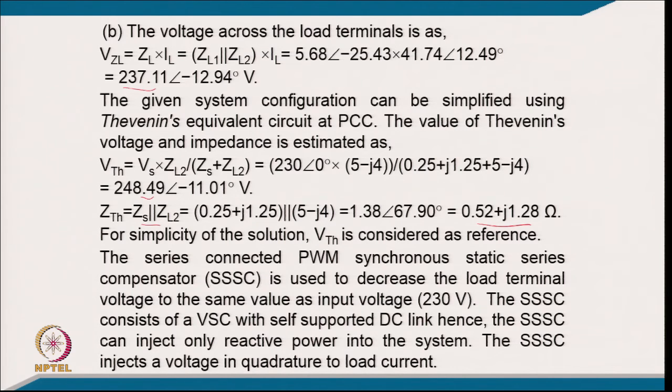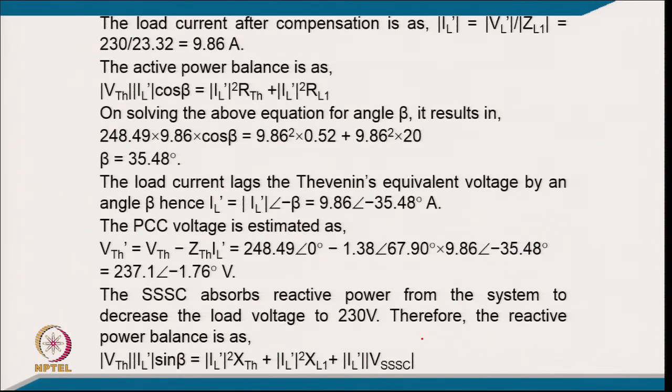For simplicity of the solution, we consider the Thevenin voltage as the reference. A series connected parallel synchronous series capacitor is used to decrease the voltage of the load to the same 230 volt, because it has increased to 248. So, it has to be brought back to 230. The series compensator consists of a VSC with self supported DC link, hence the SSC can inject reactive power into the system. So, SSC injects the voltage in quadrature with the current.